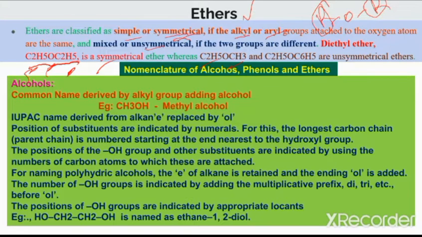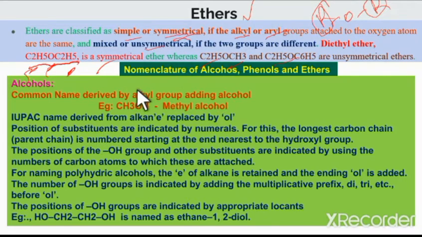So here, C2H5 O CH3. With respect to oxygen, these have different alkyl groups, so it would come under the unsymmetrical ether. And the other one is C2H5 O C6H5. This also comes under the unsymmetrical ether, because with respect to oxygen, one side is an ethyl group and the other side is a phenyl group. Those are different groups, so it would come under the unsymmetrical ethers. This is about the classification of alcohols, phenols and ethers.